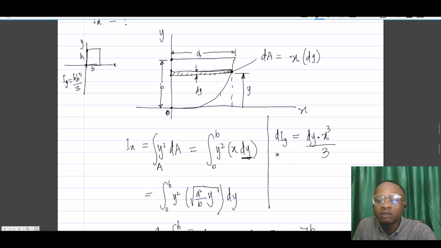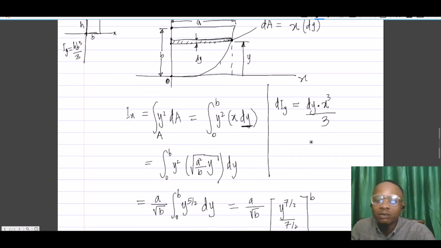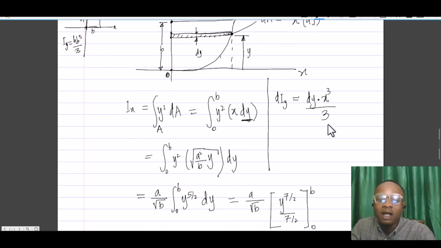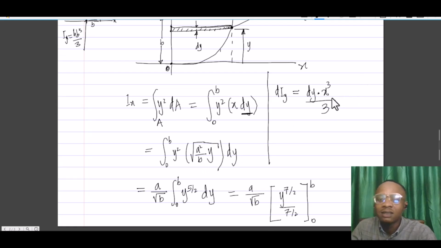So if we are going to get the moment of inertia of the total area, then we just need to integrate this. We already see that dy is here, so this integral has to be evaluated along the y-axis. If that is the case, we should replace this x here, and of course, we already know x is equal to the root of a squared over b times y. So we can just insert that here.